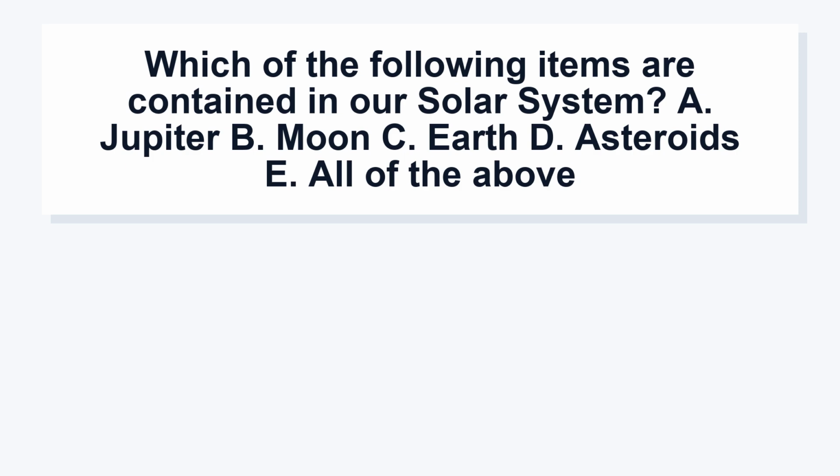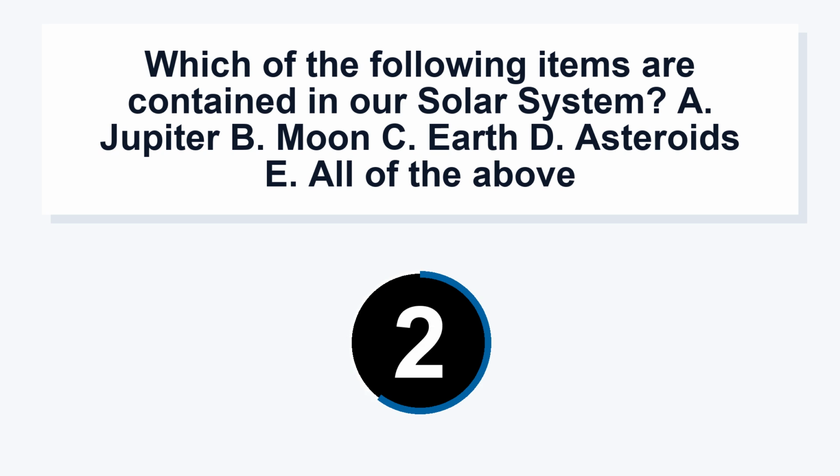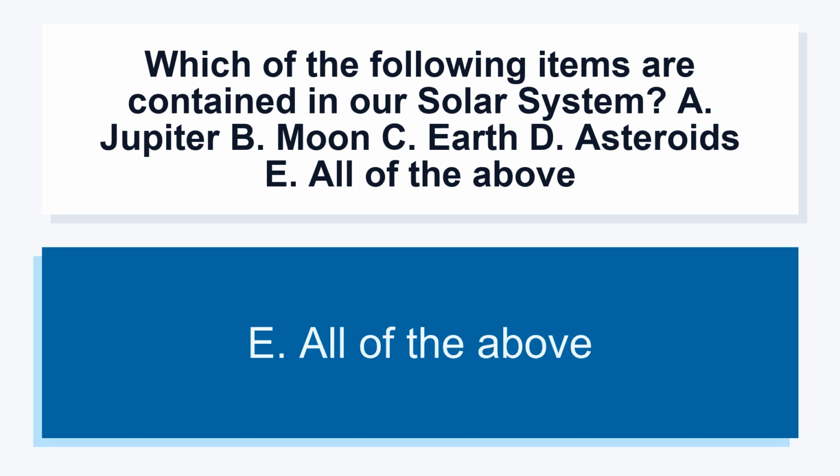Which of the following items are contained in our solar system? A. Jupiter. B. Moon. C. Earth. D. Asteroids. E. All of the above. E. All of the above.